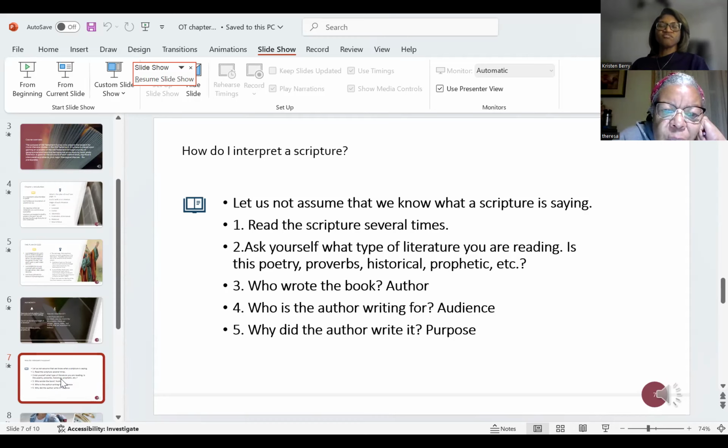2, ask yourself what type of literature you are reading. Is this poetry, proverbs, historical, prophetic, etc.? 3, who wrote the book, meaning the author? 4, who is the author writing for, which is the audience? And 5, why did the author write it, which is the purpose?